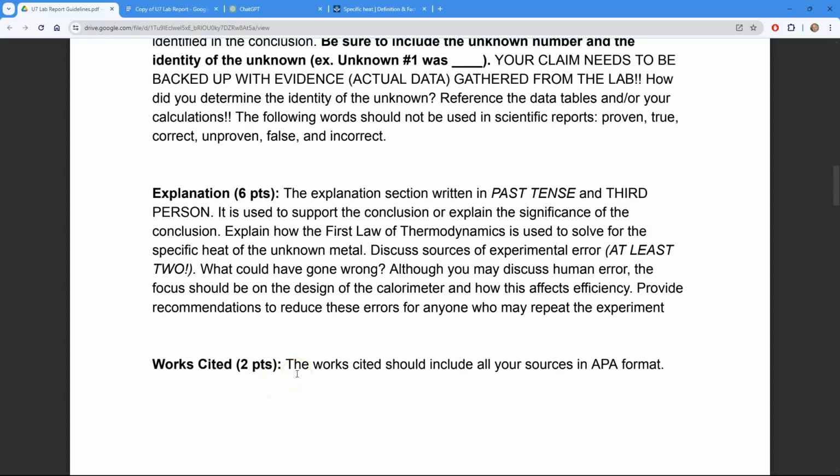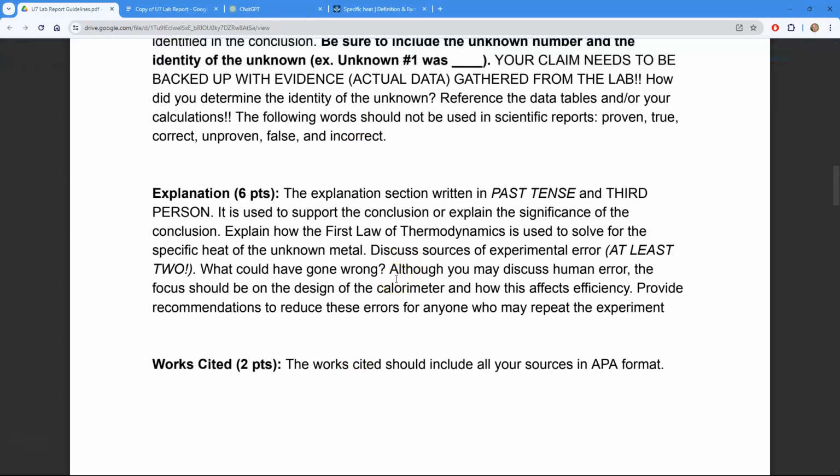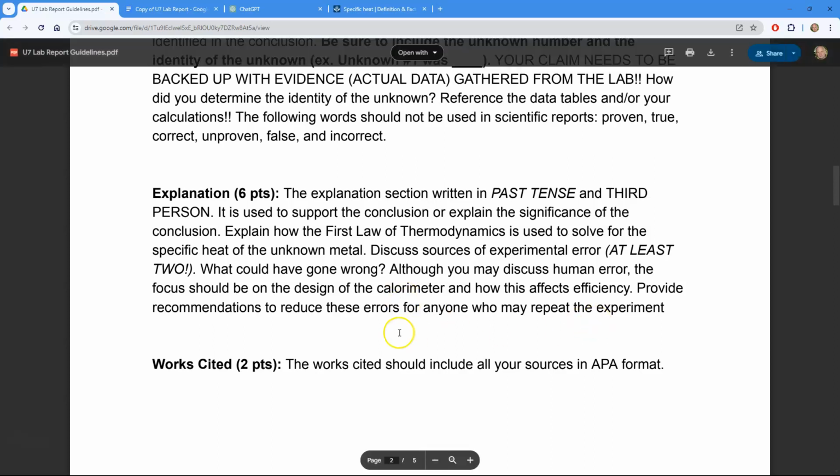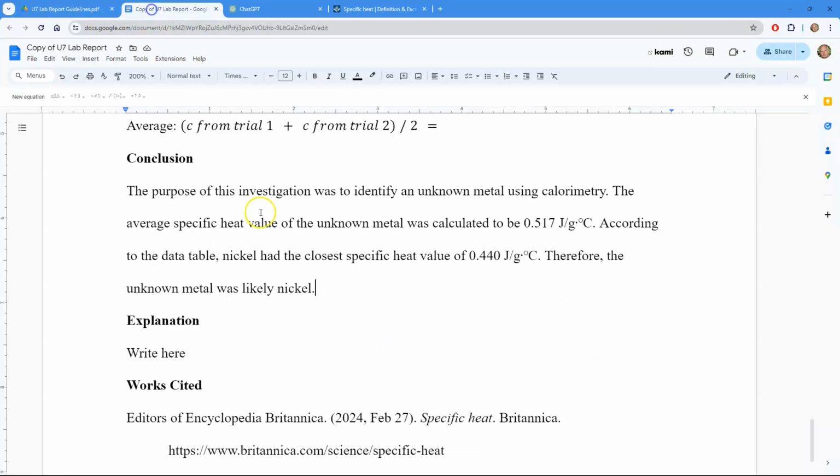Now if you take this and ask ChatGPT to write this, it is not going to do a great job because it's not going to know what happened in the lab. It's going to give you very vague, very general sources of error, and I'm not looking for human error. I want something specific. So you can ask it for ideas on what might have been a possible source of error, and you could think, well, did that happen in the lab? Is that something I observed? That's acceptable, but if you ask ChatGPT to write this section of your lab report, it's not going to do a great job.